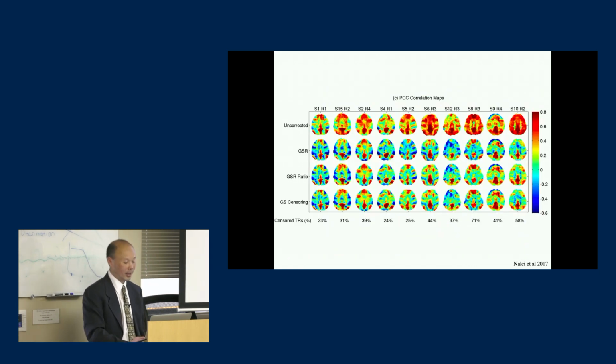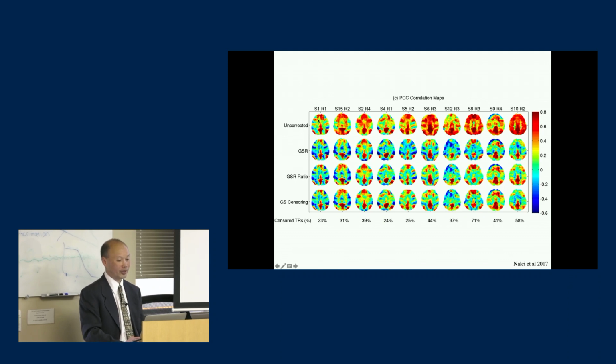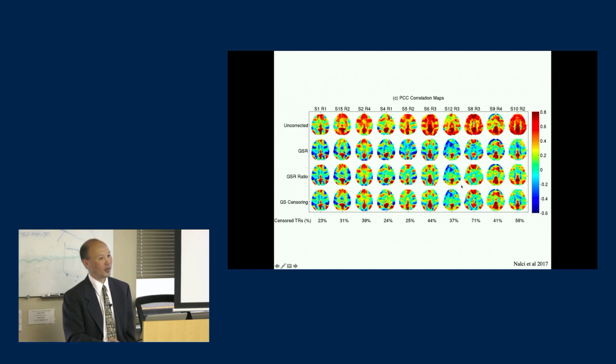So the nice thing is here, if you have uncorrected maps, so now these are different subjects, different runs. Global signal regression looks like this. Multiplying it by linear weighting looks like this, and censoring looks like that. Okay? And so they're not identical, but the major action of global signal regression is very well represented by this approximation. And it is because it's approximating these leverage effects.